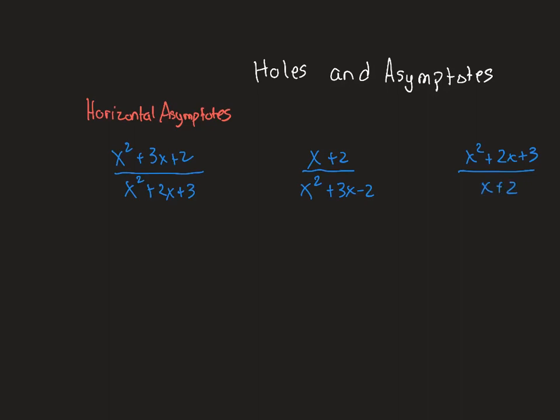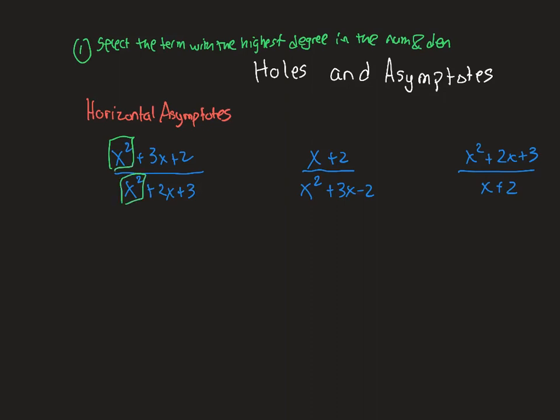Okay, now your first step when you want to find horizontal asymptotes is to select the term of highest degree in the numerator and denominator. All right, so highest degree, well, over here we see we have an x squared.